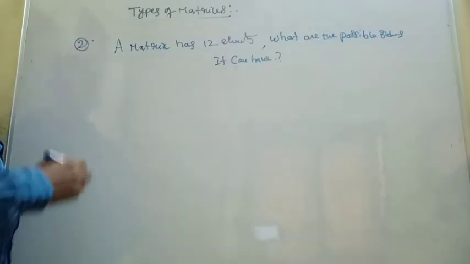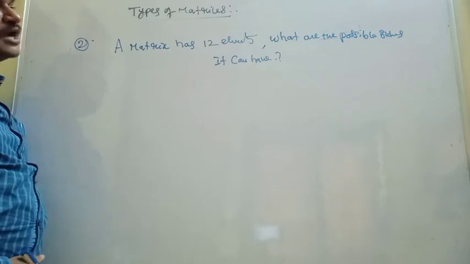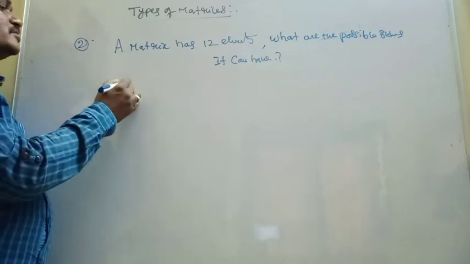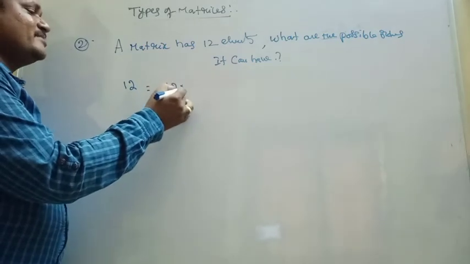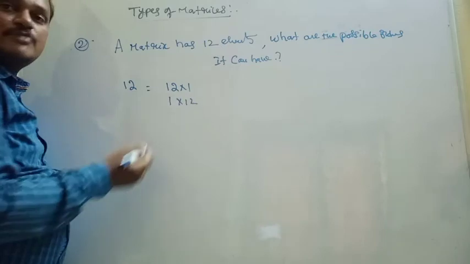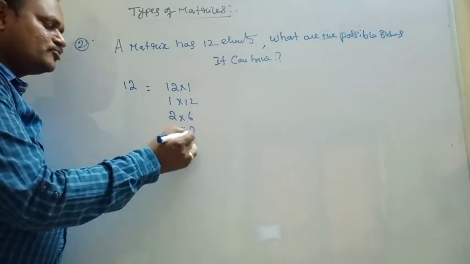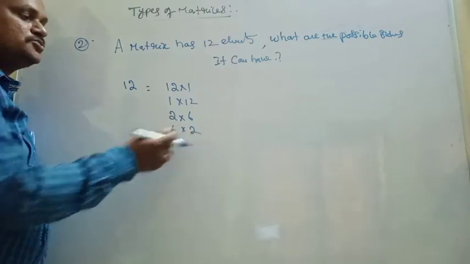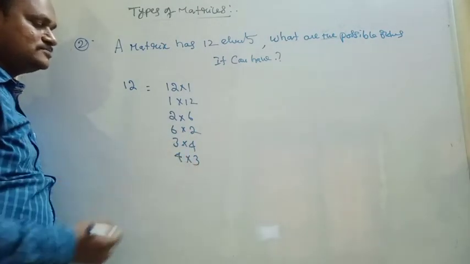Now see, my dear students, we have another problem. A matrix has 12 elements. What are the possible orders it can have? The total elements are 12. The possible orders: we can say 12 by 1, 12 rows 1 column; 1 by 12, 1 row 12 columns; 2 by 6 we may have, 6 by 2 we may have, 2 rows 6 columns, 6 rows 2 columns; 3 by 4 we may have, 4 by 3 we may have, right?